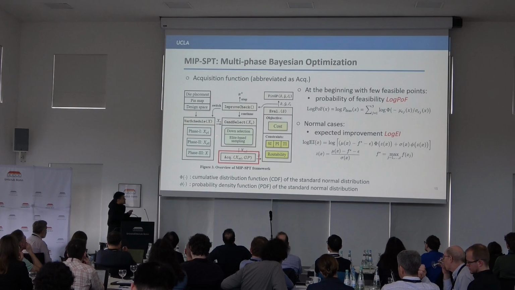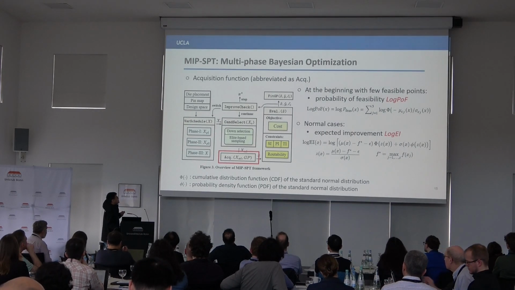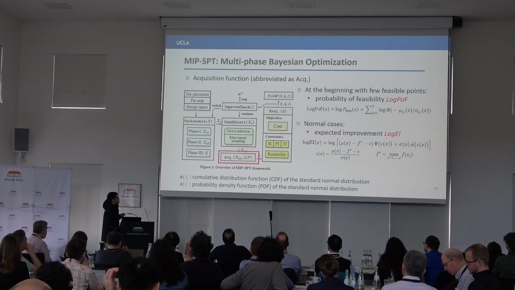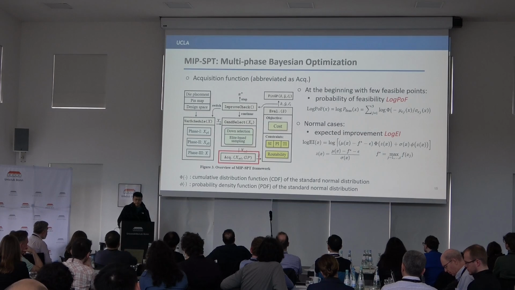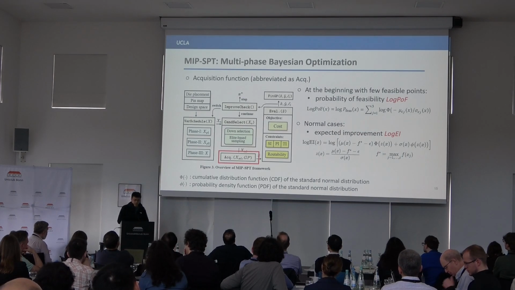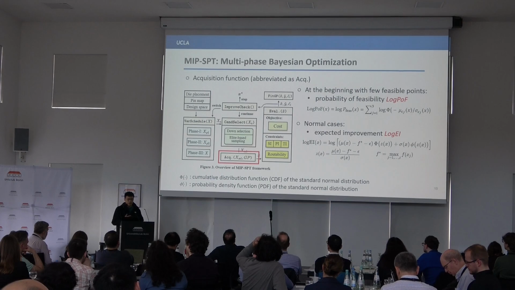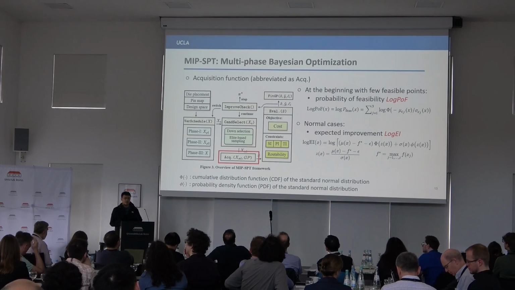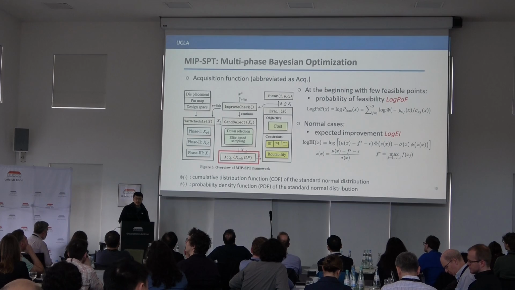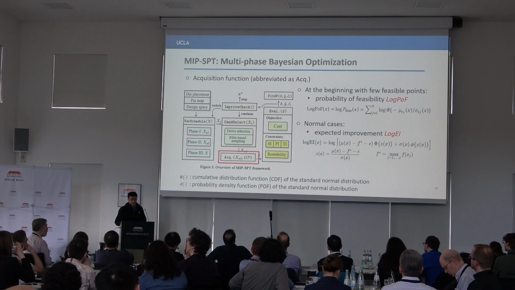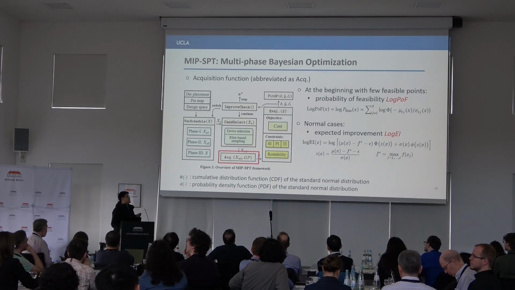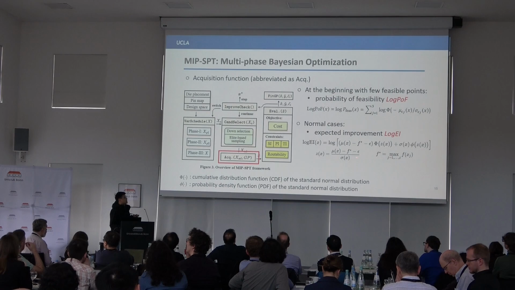Okay, the last thing we do in our optimization framework is a trick in the acquisition function. So first, I will introduce how we select the acquisition function. At the beginning, when we only have a few physical points, we want to quickly accumulate the number of physical points so we can fit the Gaussian process model. So we use the probability of feasibility plus the log EI as the acquisition function. And in normal cases, we just use the commonly used expected improvement, log EI.